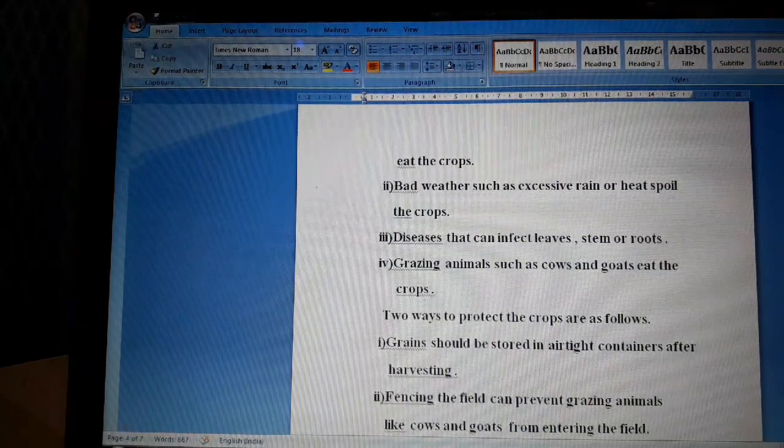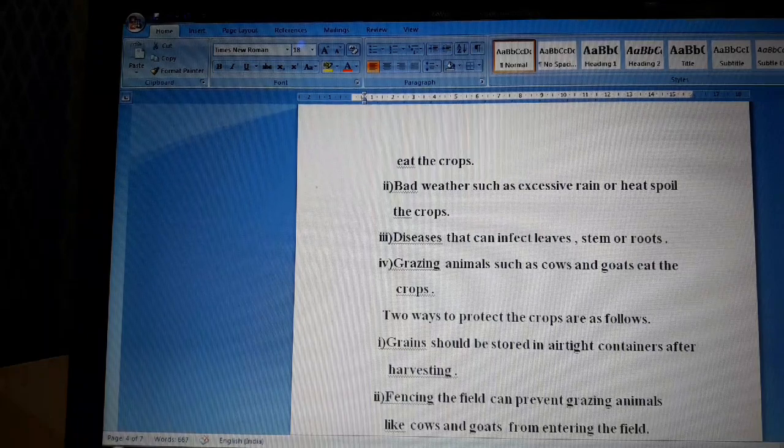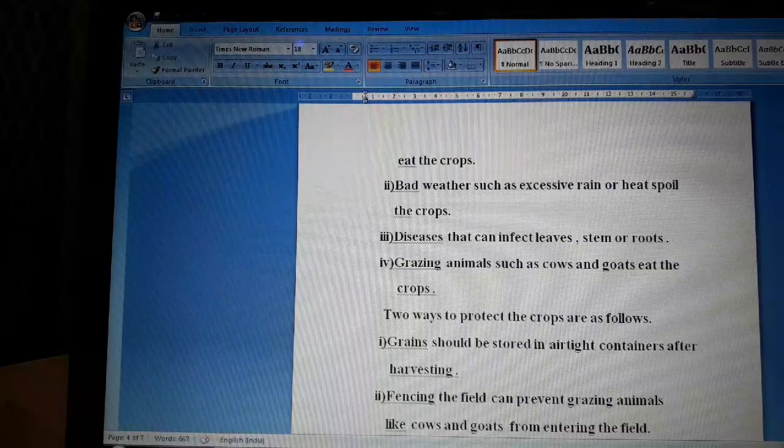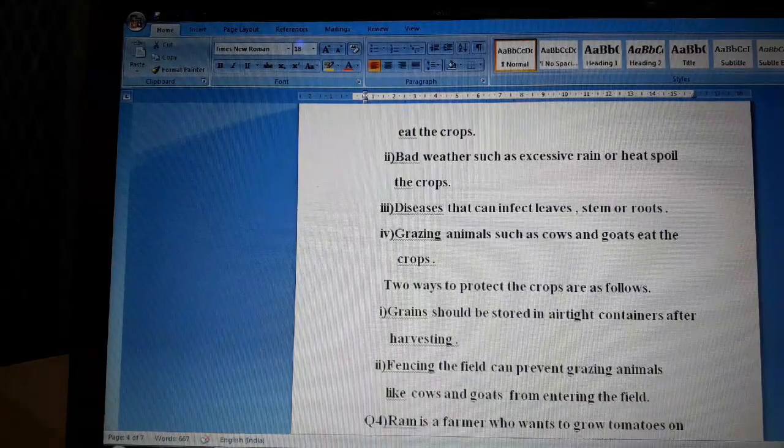Next, fencing the field. If fencing is done, then the grazing animals will not be able to enter the field and eat the crops. This way the crops will be protected.